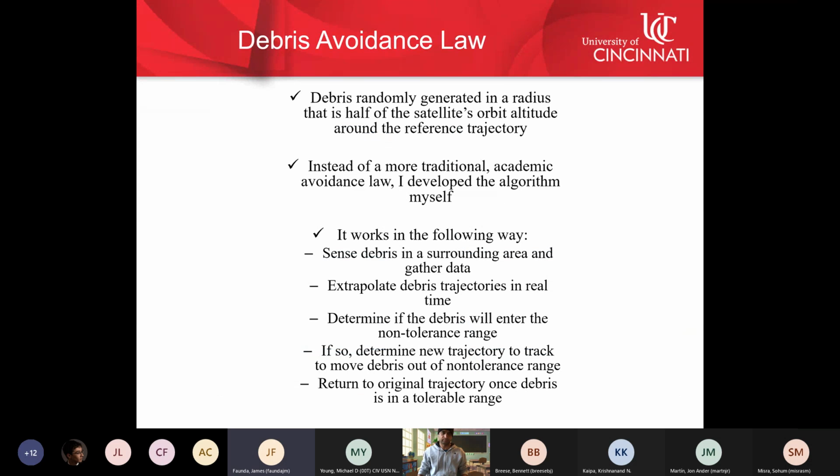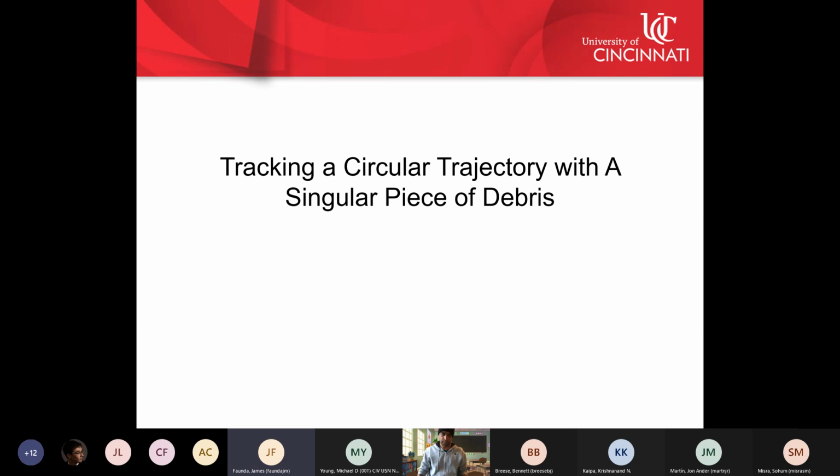When it comes to the debris, it's randomly generated, like I had mentioned earlier, within a certain radius that is half of the satellite's orbital altitude, calculated around the reference trajectory. Instead of a more traditional academic avoidance law, I developed the algorithm myself, and it works in the following ways, like I had mentioned earlier. Sensing the debris, gathering data, extrapolating to get a predicted trajectory for the debris, determining if the satellite will impact the debris' projected path, and then determining a new trajectory to track. And then once it's past the debris and within a tolerable range, it returns to the original trajectory.